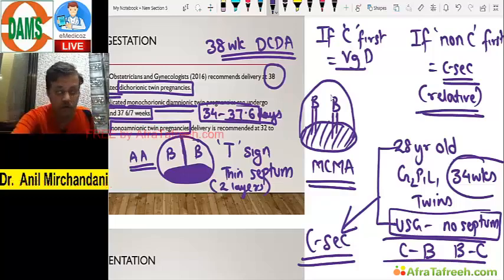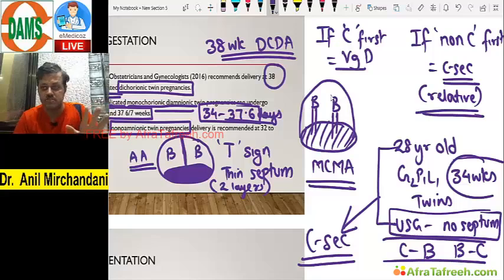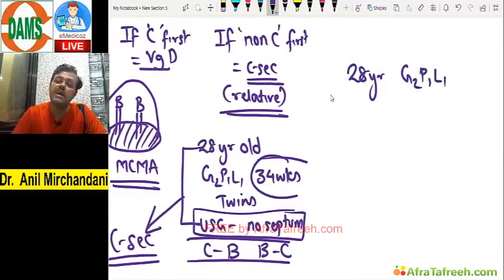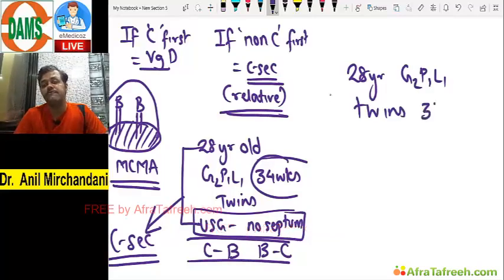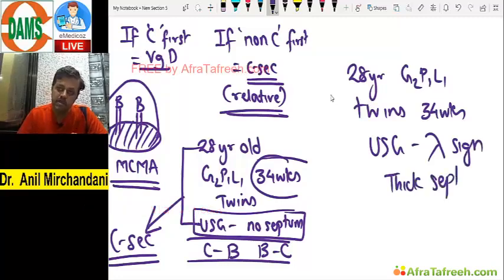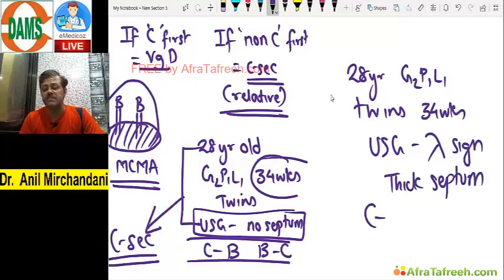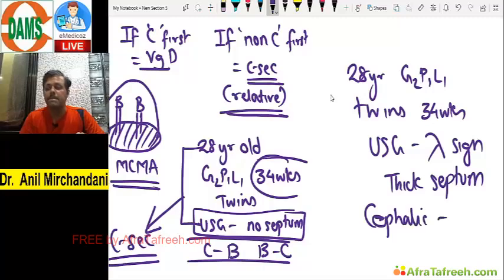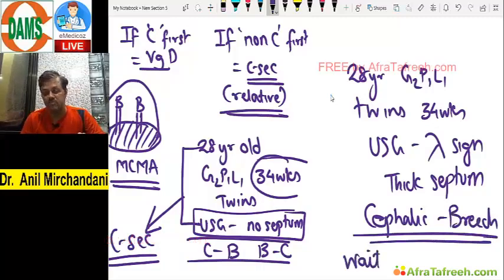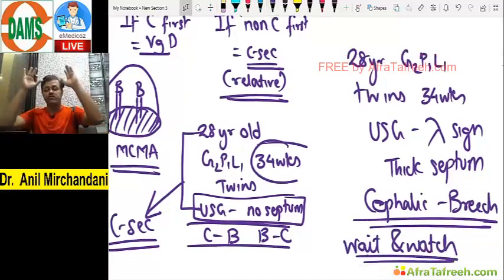That is what you should know about the twin gestation question. I'll make one more question. 28-year-old, gravida 2, para 1, living 1, twin gestation, let's say 34 weeks of gestation. USG shows lambda sign, thick septum. First baby is cephalic, second baby is breech. What are you supposed to do? The answer is wait and watch. For spontaneous onset of labor, we have to wait and watch.